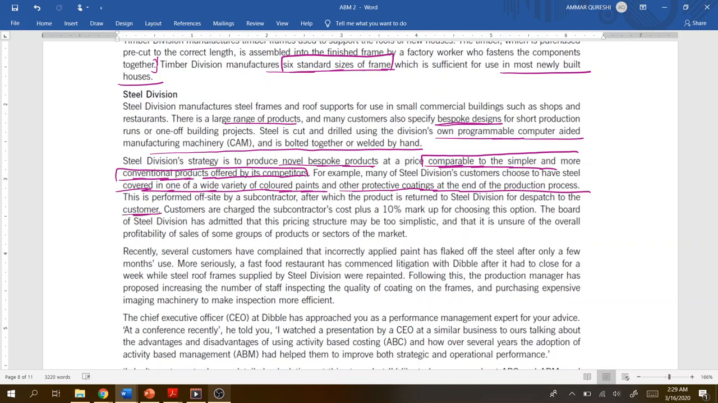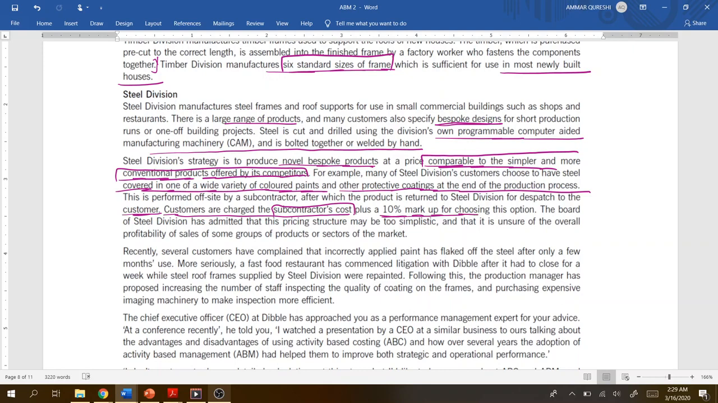Customers are charged the subcontractor cost plus a 10% markup for choosing this option. So what we are charging the customer is the subcontractor cost, whatever cost we are bearing for this extra service. Along with that, we are also charging a 10% markup for choosing that particular option. So we are actually charging a profit to the customer.